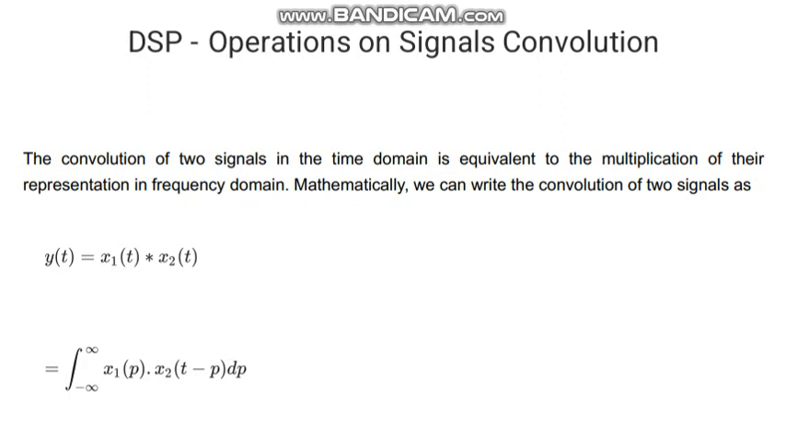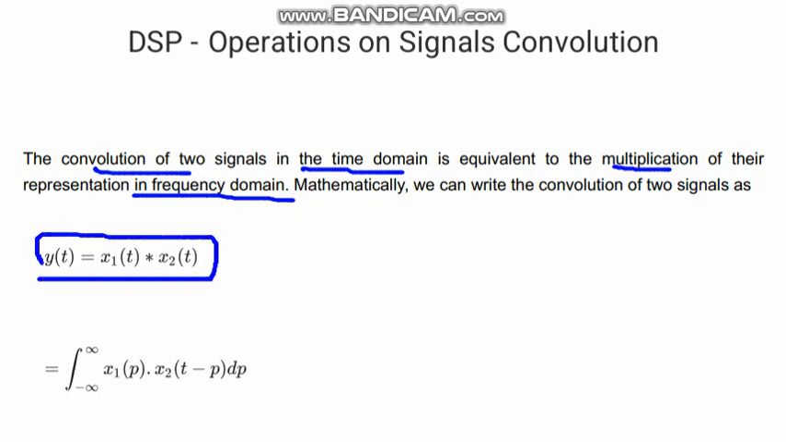Now we are heading towards another lecture on operations on signals: convolution. The convolution of two signals in the time domain is equivalent to the multiplication of their representation in the frequency domain. So what is convolution? The convolution of two signals in the time domain is equivalent to the multiplication of their representation in the frequency domain. That means if y(t) is represented in the time domain, it is equal to x1(t) convolved with x2(t).